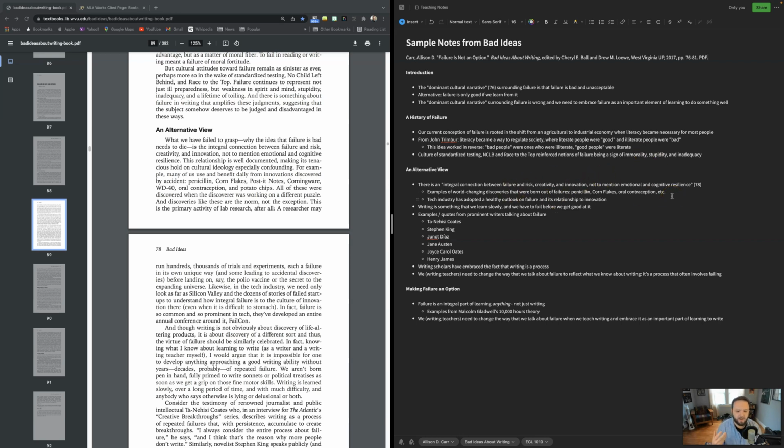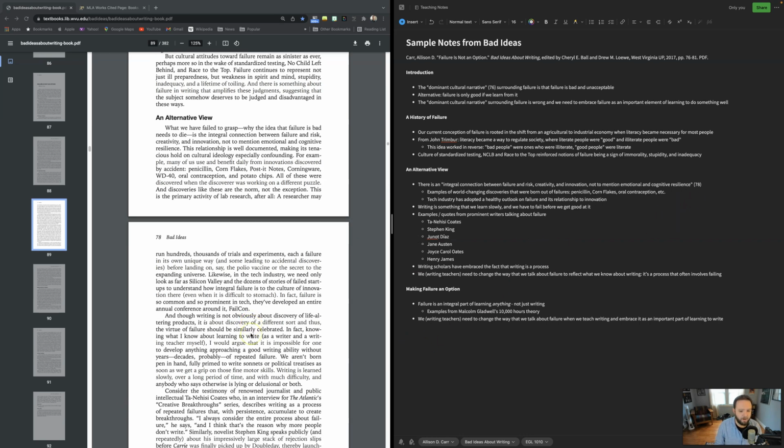And in this first paragraph, she provides a couple of examples of how failure is this integral connection. She gives a couple of examples of these world-changing discoveries like cornflakes and penicillin and oral contraception, and finishes the paragraph by saying that the tech industry has actually done a pretty good job already of embracing this notion that failure is actually good, and it's adopted a healthier outlook on failure and its relationship to innovation.